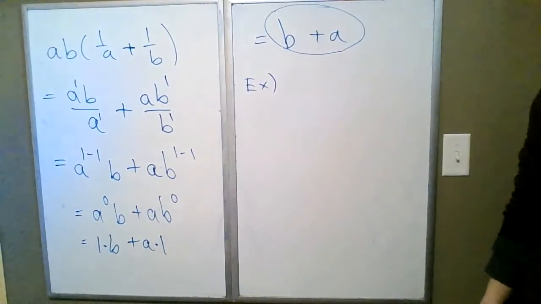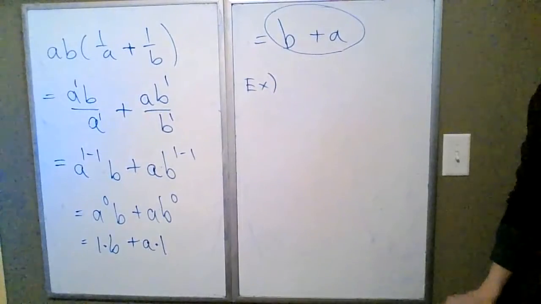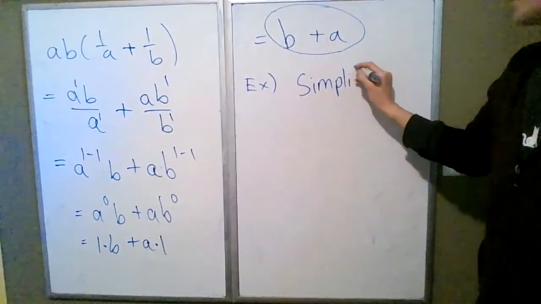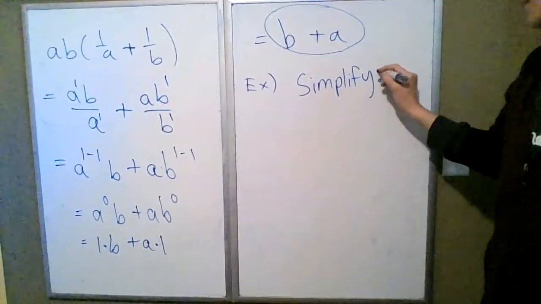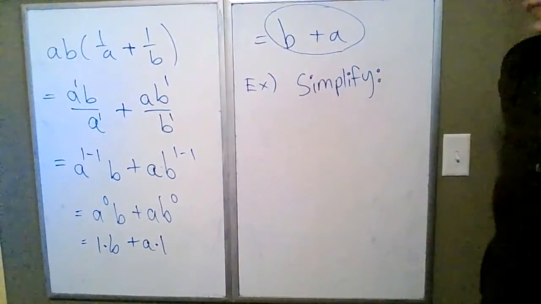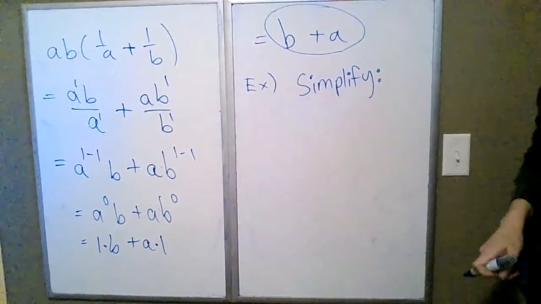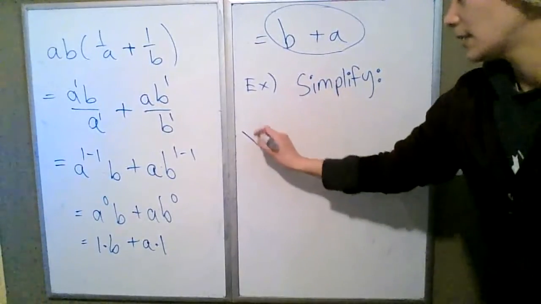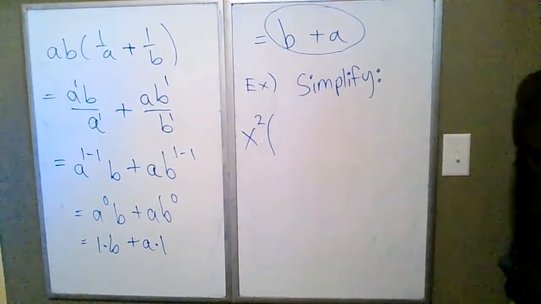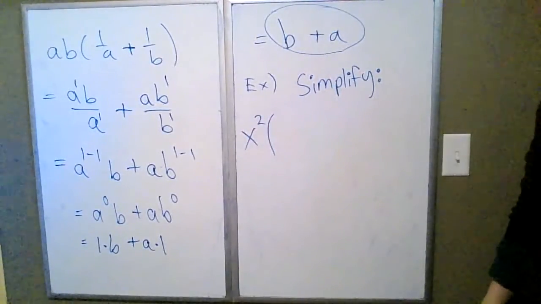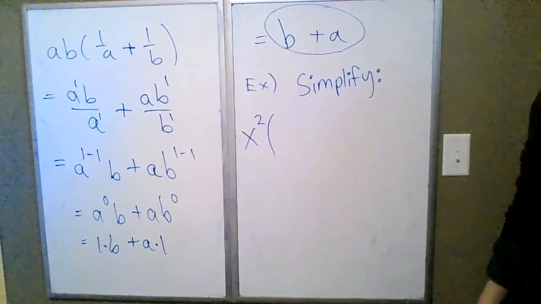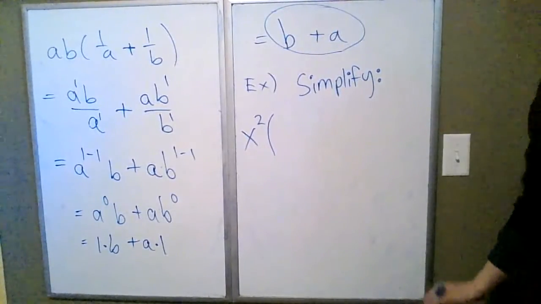Okay, so we simplify. x squared multiplied with x cubed minus 2x plus 1 over x cubed.